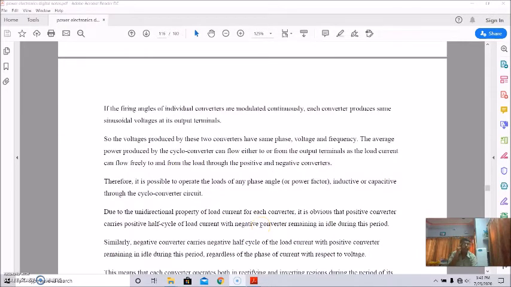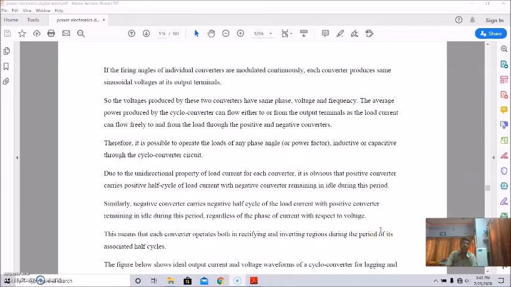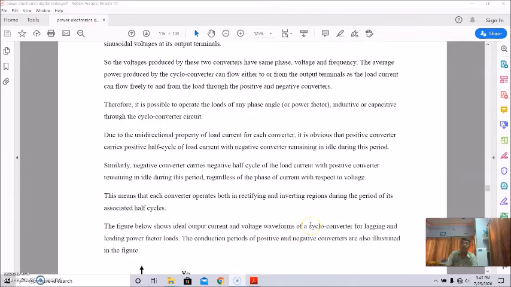Due to the unidirectional property of the load current for each converter, it is obvious that the positive converter carries the positive half cycle of load current, while the negative converter remains idle during this period. Similarly, the negative converter carries the negative half cycles of the load current, with the positive converter remaining idle during this period, regardless of the phase of the current with respect to the voltage. This means that each converter operates in both rectifying and inverting regions during the period of its associated half cycles.